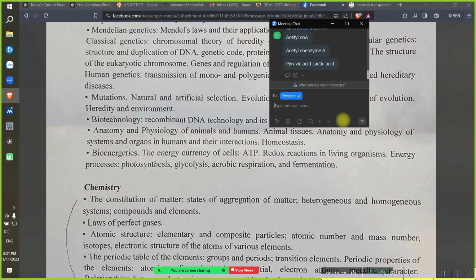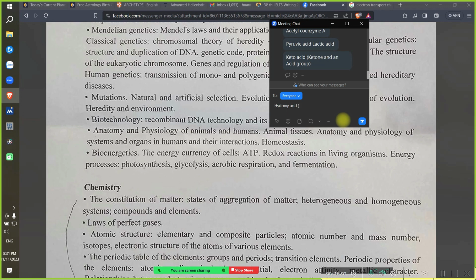But pyruvic acid is a keto acid, which means it has a ketone and an acid group. Remember that, and later when you study medicinal chemistry, you'll be able to write its structure. So it has a ketone and an acid group, but lactic acid is basically a hydroxy acid.